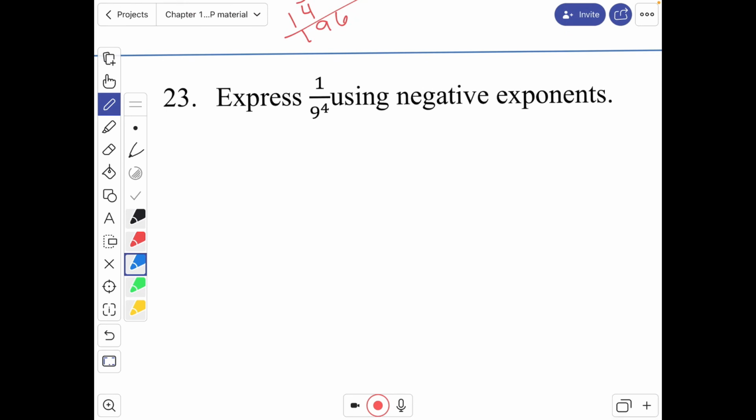23. Express 1 over 9 to the 4th power using negative exponents. If we're going to use it as a negative exponent, we get rid of the 1. Just write 9 to the negative 4.